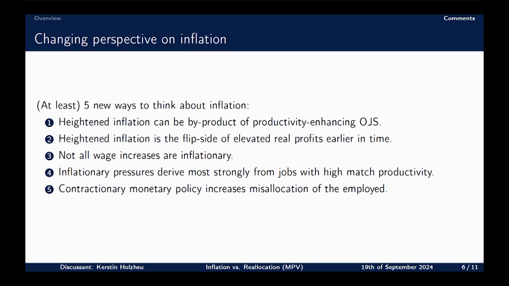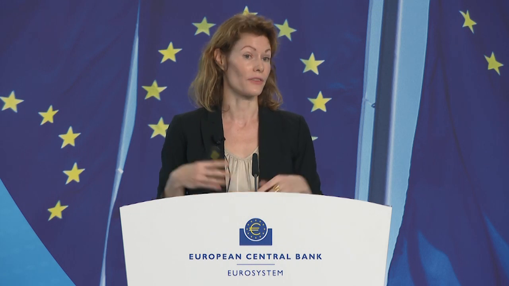So basically people that create inflation while being currently at very good jobs. And finally, that's also something that Fabien showed in his last figure, that contractionary monetary policy actually increases misallocation of the employed. We might know this in standard models, that this changes the amount of employment in the economy. But here we have an effect on the employed people. And that therefore changes quite significantly, I think, how we think about inflationary responses.